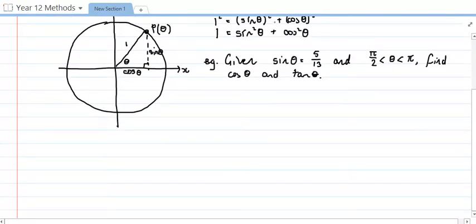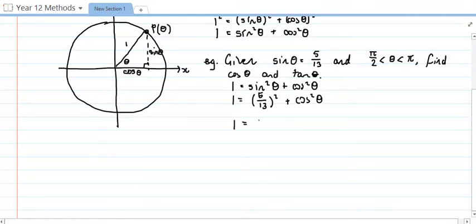So, given that sine theta is 5/13 and theta is between pi on 2 and pi, find cos theta and tan theta. To do this, the first thing I need to do is write out the rule. So, 1 equals sine squared theta plus cos squared theta. In this case, sine theta is 5/13, so I have 5/13 squared plus cos squared theta.